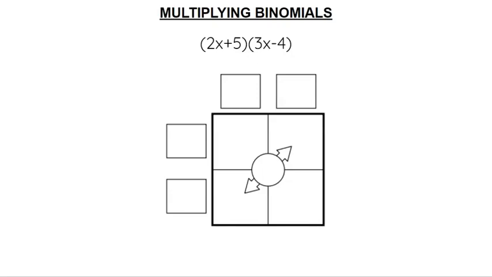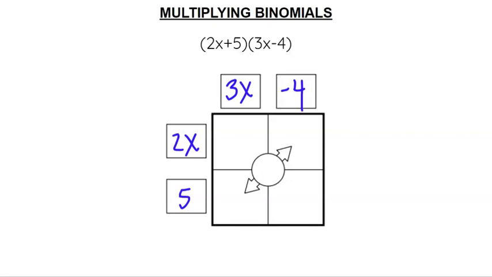So again, we're going to review multiplying binomials before we talk about factoring. And this time, we're just going to add another layer onto this factoring piece. So when we multiply binomials, we have 2x plus 5 and 3x minus 4.